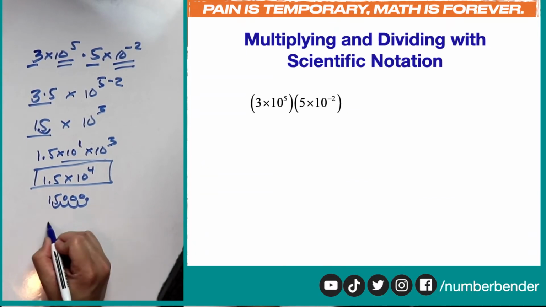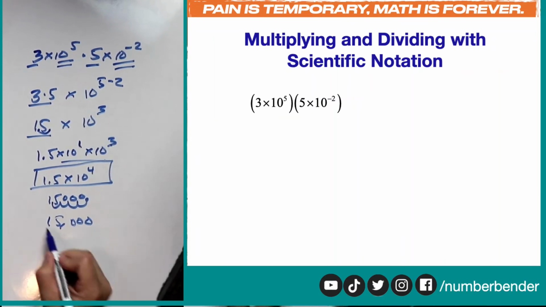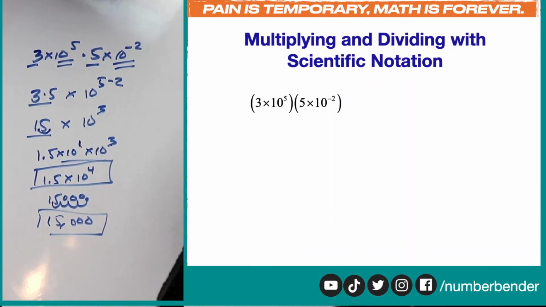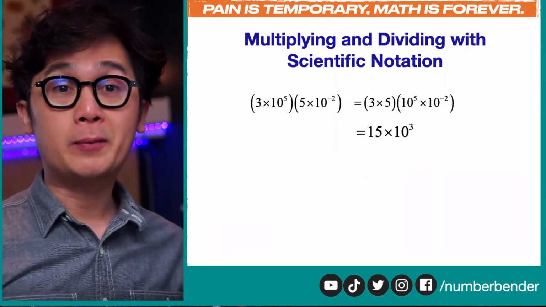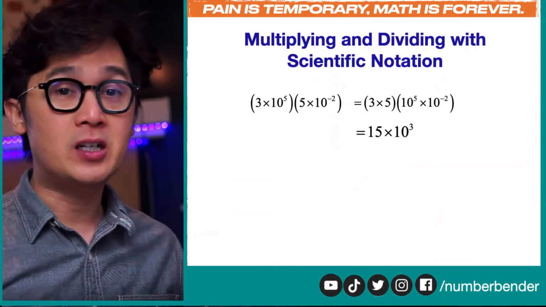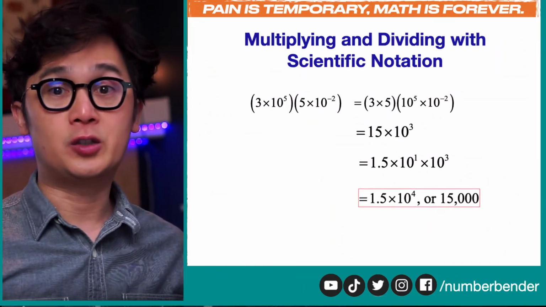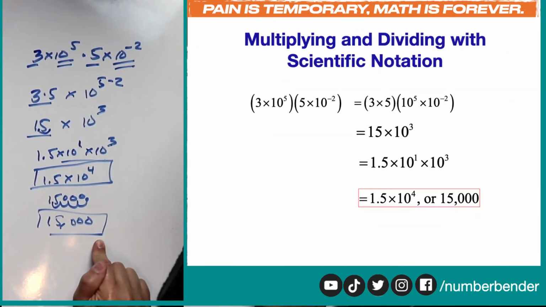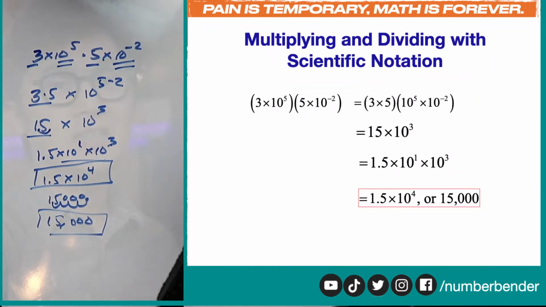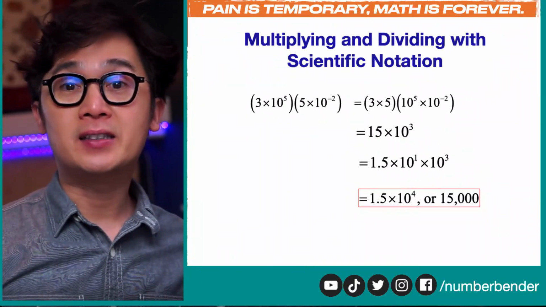1, 2, 3. So we have 15,000 as the product of 3 times 10 to the fifth and 5 times 10 to the negative 2. And this is correct because we applied the law of exponents, and at the same time, we're able to convert our standard notation into its scientific notation form and vice versa. So we have 1.5 times 10 to the 4, check, and 15,000, check, for our answer to this particular problem. So this is how we multiply scientific notations.